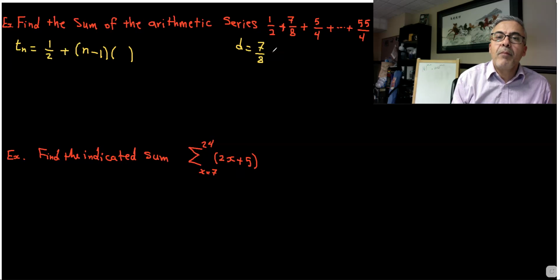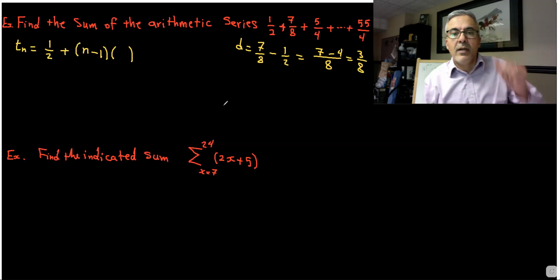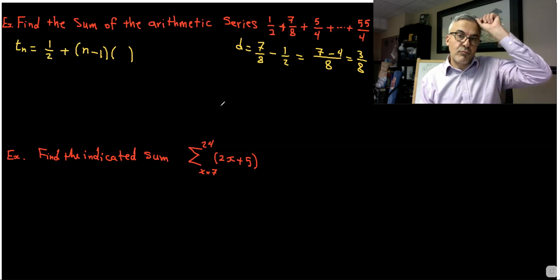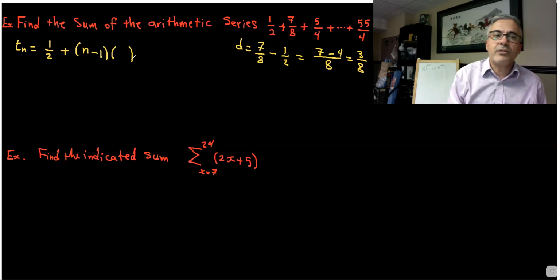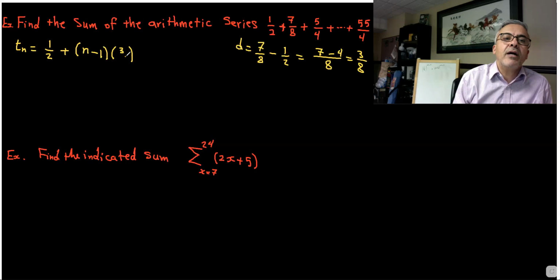And d here is 7/8 minus 1/2, so the second term minus the first term. The common denominator is 8. That will be 7 minus 4, which will give me 3. So 3/8 is the common difference. So I'm just going to stick the 3/8 right here.